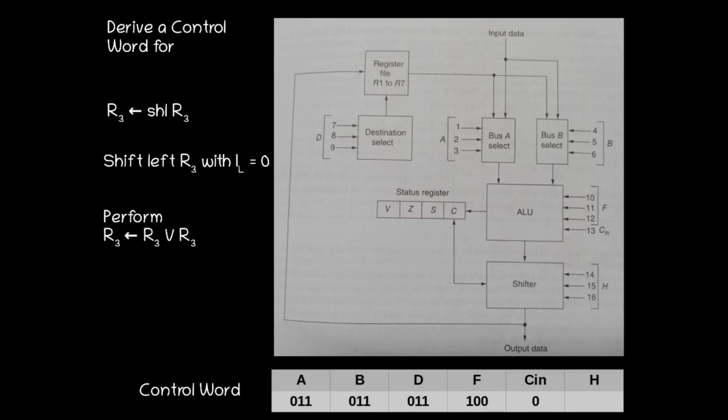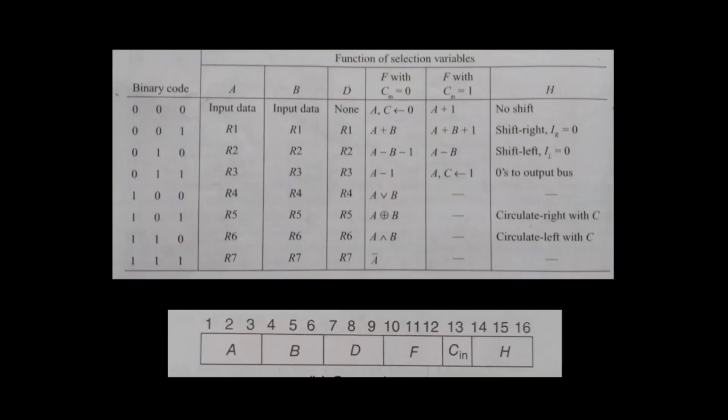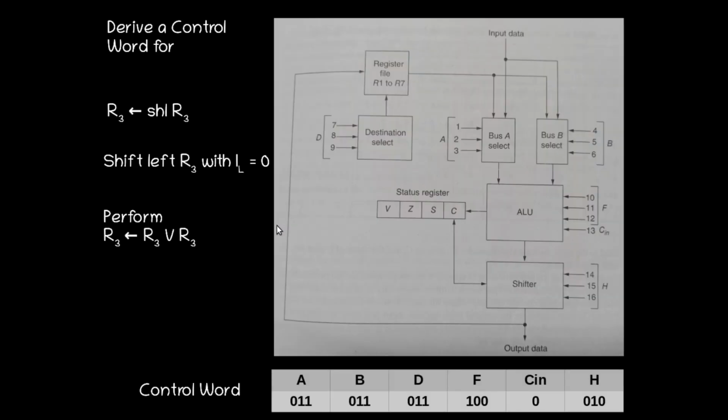Then what about the H field? Here we have to give shift left R3 with IL equal to 0. So shift left, IL equal to 0, is to be selected. The corresponding code is 010, which we give to the H input. So 010. This is the control word corresponding to R3 = SHL R3.